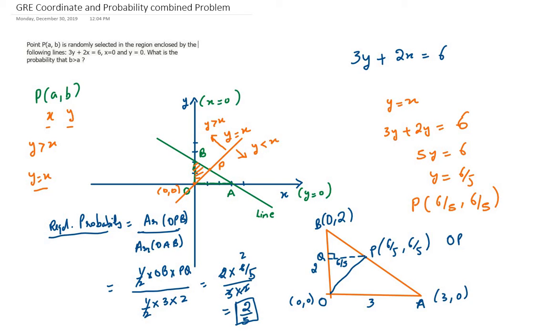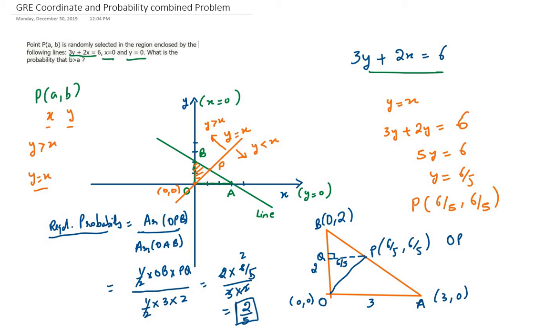Hello friends, let's look at this problem. It is basically a combination of coordinate geometry and probability. So we are given three lines here: 3y plus 2x equal to 6, x equal to 0, and y equal to 0.